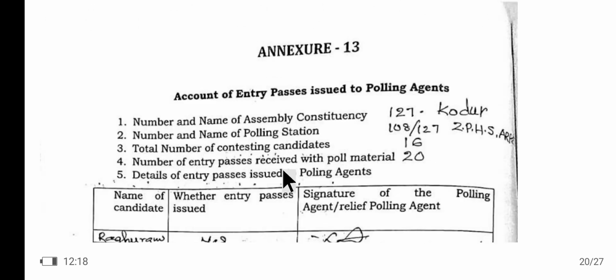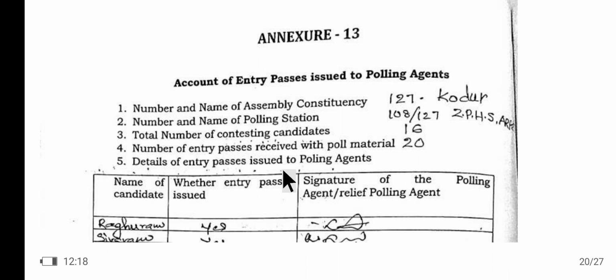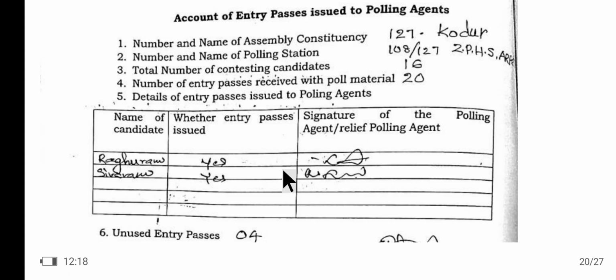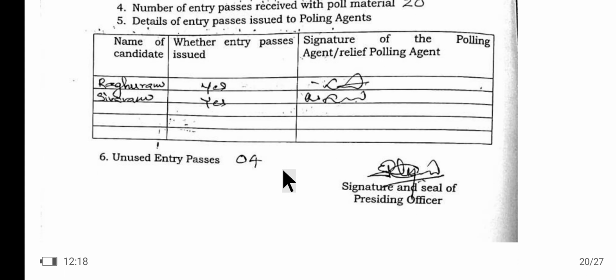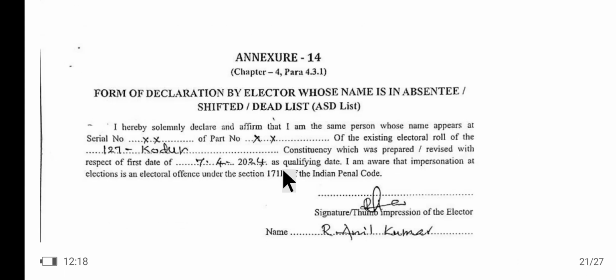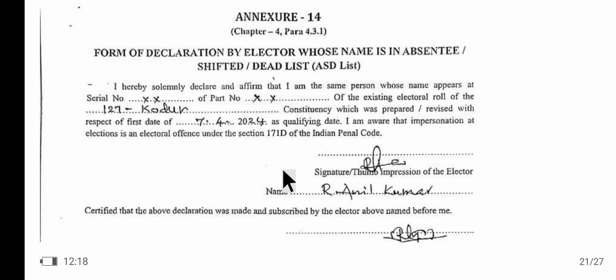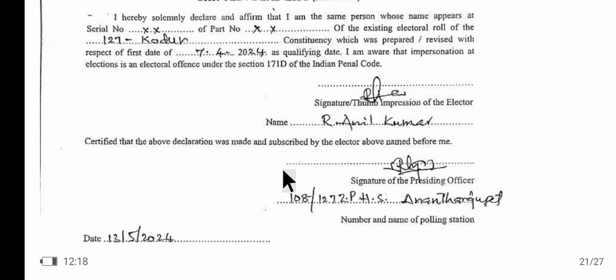Now let's move on to the total account of entry passes issued to the polling agents. How many passes you have issued to the polling agents has to be recorded in this. Annexure 14, form of declaration by elector whose name is in the absentee, shifted or dead list. This is ASD. If any such information exists, please provide it accordingly in this Annexure 14.